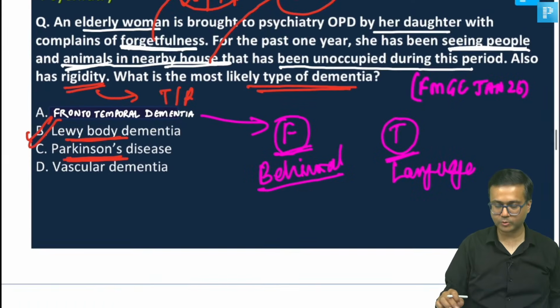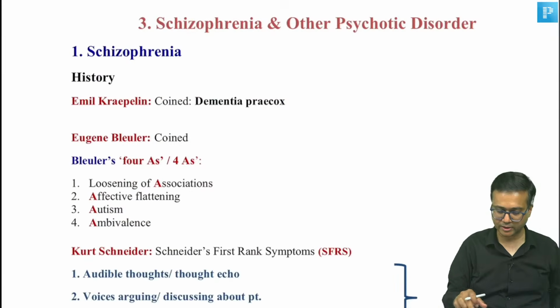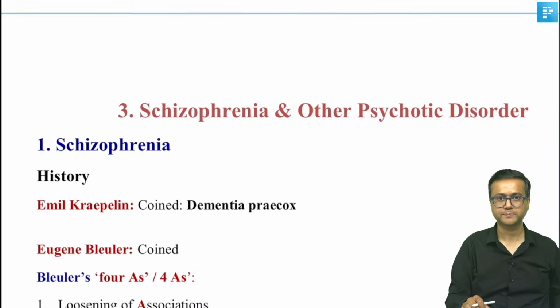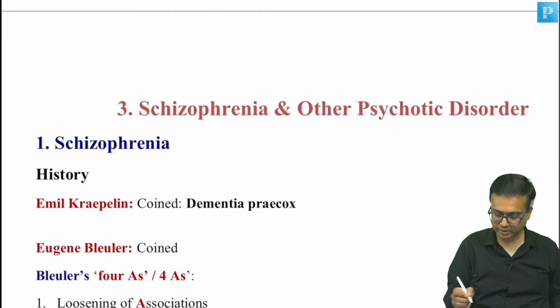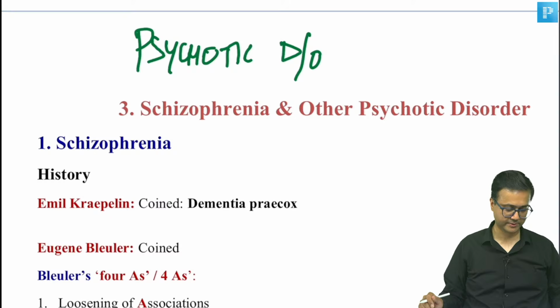So let's now talk about, so we have covered a very important topic, that is organic disorders. Let's now start with the psychotic disorders. So let's now start with the next important category of disorders beta, that is psychotic disorders. Okay, very good.